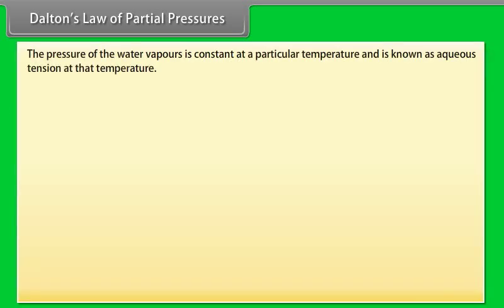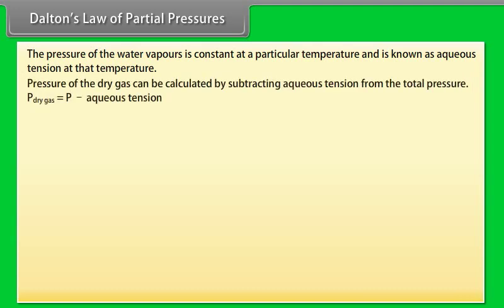The pressure of the water vapors is a constant at a particular temperature and is known as aqueous tension at that temperature. Pressure of a dry gas can be calculated by subtracting aqueous tension from the total pressure. P dry gas is equal to P minus aqueous tension.